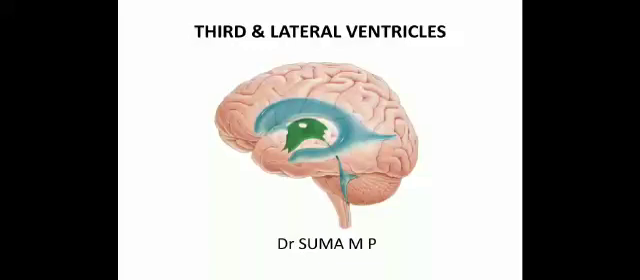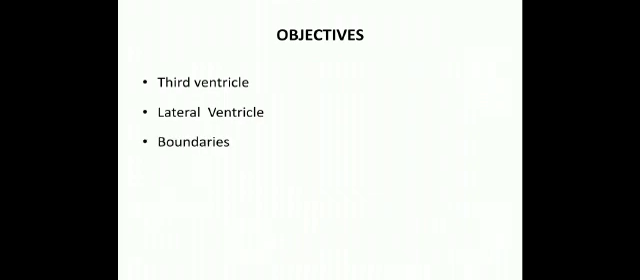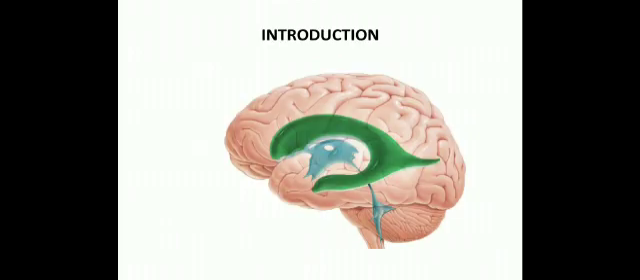Hello everyone. So today we will discuss the third and lateral ventricles. The objectives are to learn about the third ventricle, the lateral ventricle, their boundaries and the clinical anatomy. So the ventricular system consists of the lateral ventricle, the third ventricle and the fourth ventricle.